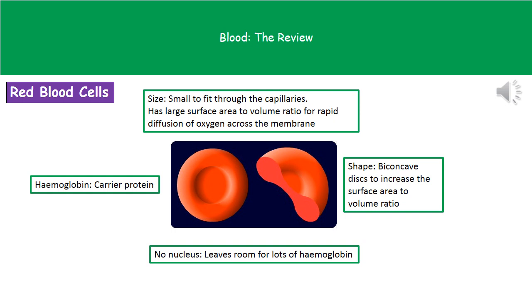If we look inside the red blood cell, we'll find it doesn't have a nucleus, and that's important because it leaves lots of room for haemoglobin. And finally, it does contain this haemoglobin, which is the carrier protein we've looked at, all to do with transporting the oxygen from the lungs to the respiring tissue.